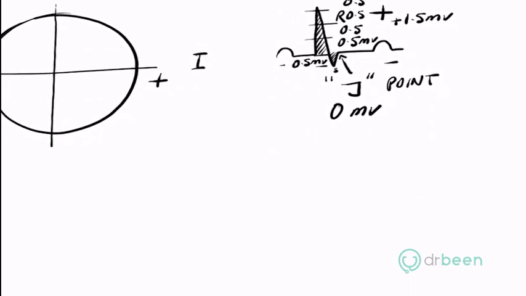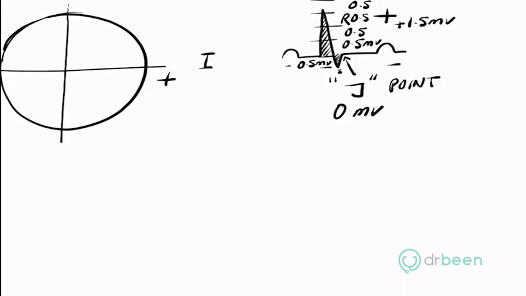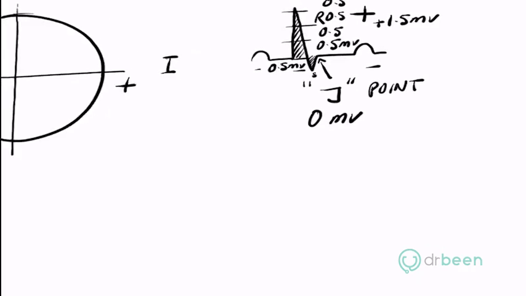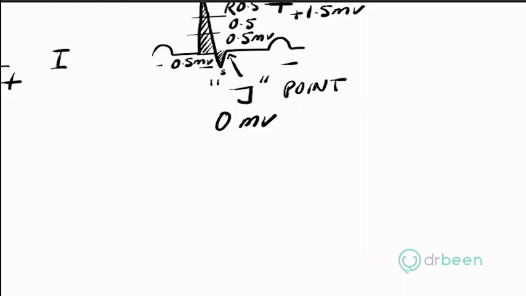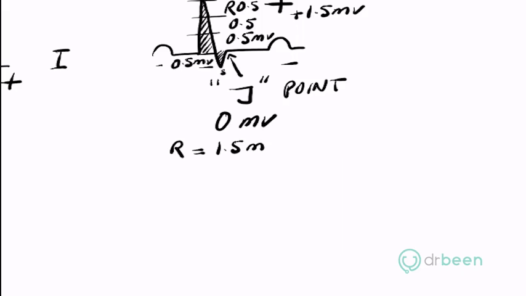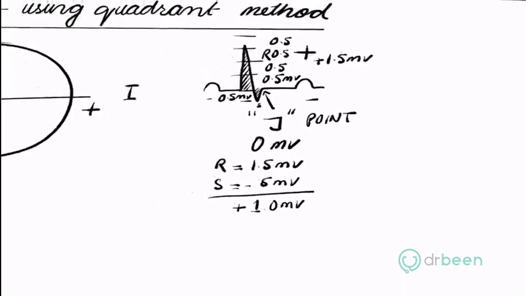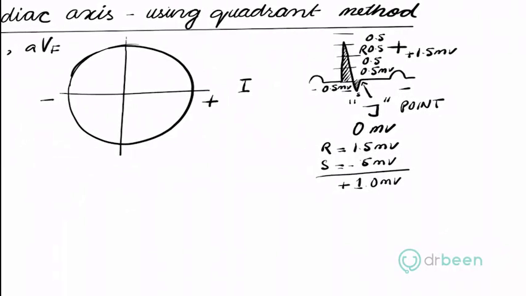So what you do is you sum them up, the Q, R and S waves. In this one there is no Q wave, so you will sum up the R and S waves. R equals 1.5 millivolts positive, and S equals minus 0.5 millivolts, and when you take the sum, you end up with positive 1.0 millivolts. Cool. So this means you have a positive deflection, that is, you have deflection on this side of limb lead 1. What does that mean?